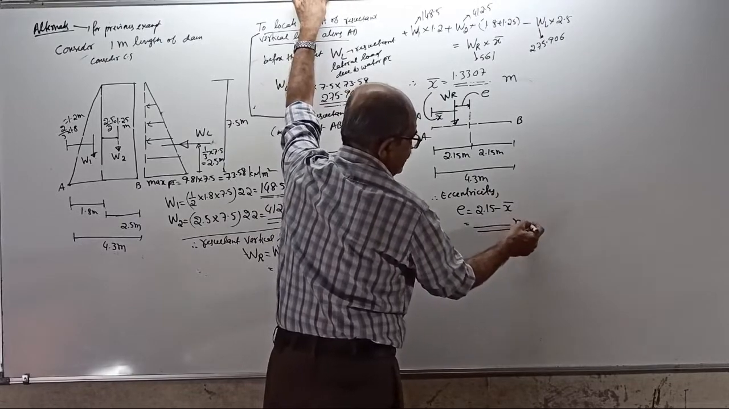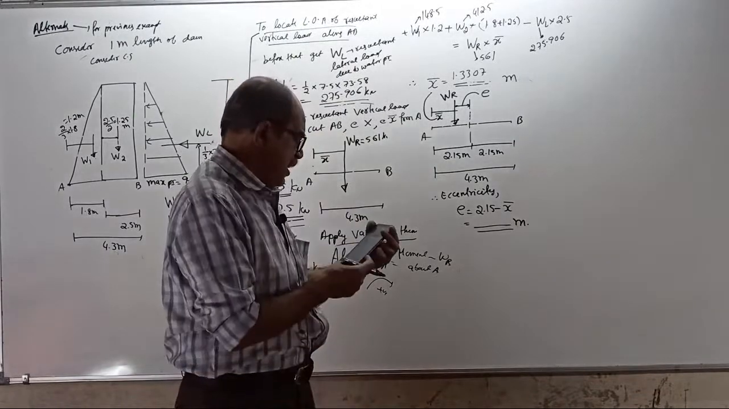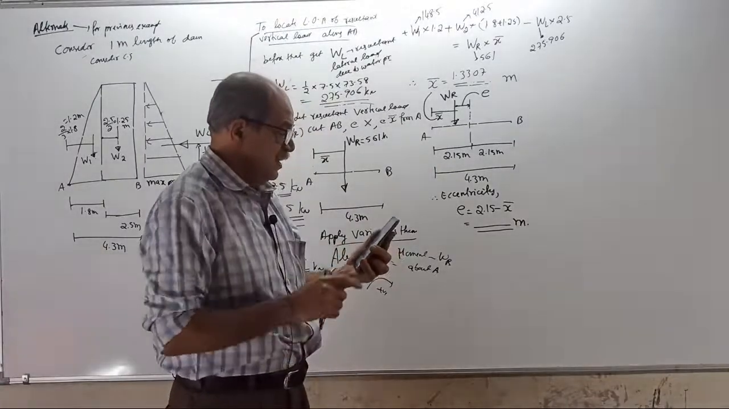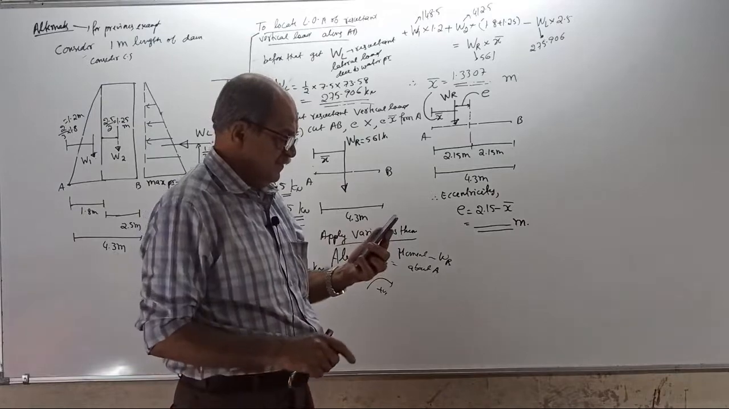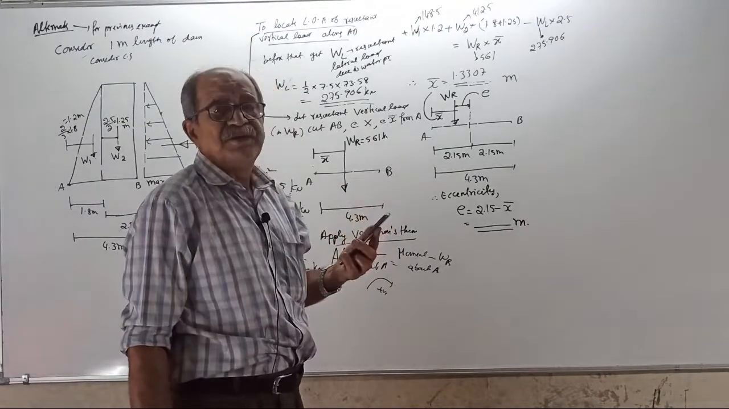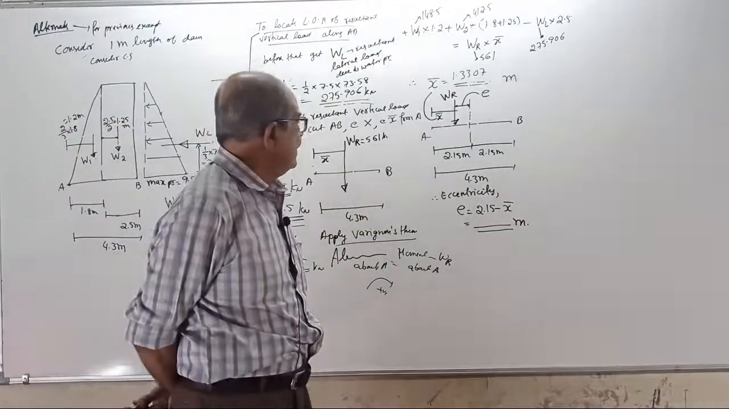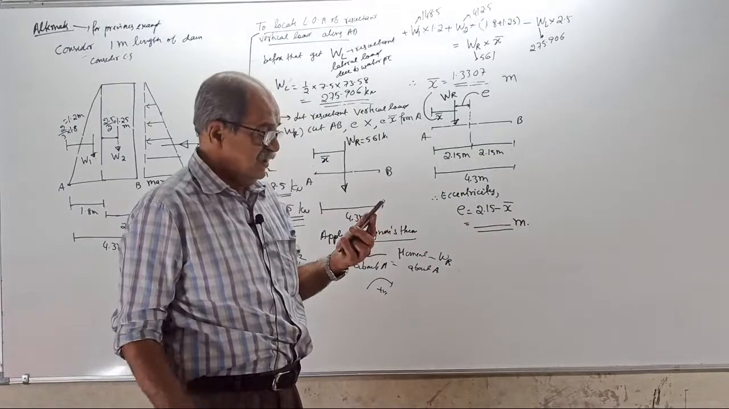It will tell you eccentricity in meter. How much eccentricity? 2.15 minus 1.3307. What is the eccentricity? There are a few calculations here. 2.15 minus X bar gives the eccentricity.